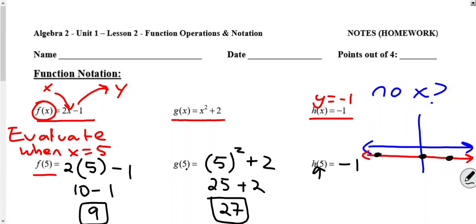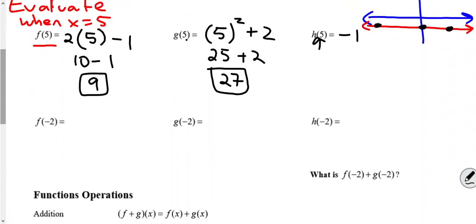Okay, some things to note here. Notice I'm using parentheses when I'm substituting. Very important, especially when you're working with different values, you're working with negatives and distributing. Keep your work organized so you don't make silly mistakes. Okay, so there's 3 more problems below this. f of negative 2, g of negative 2, and h of negative 2. Go ahead and try those. Pause the video and try them. And when you come back, I'll have the answers for you.